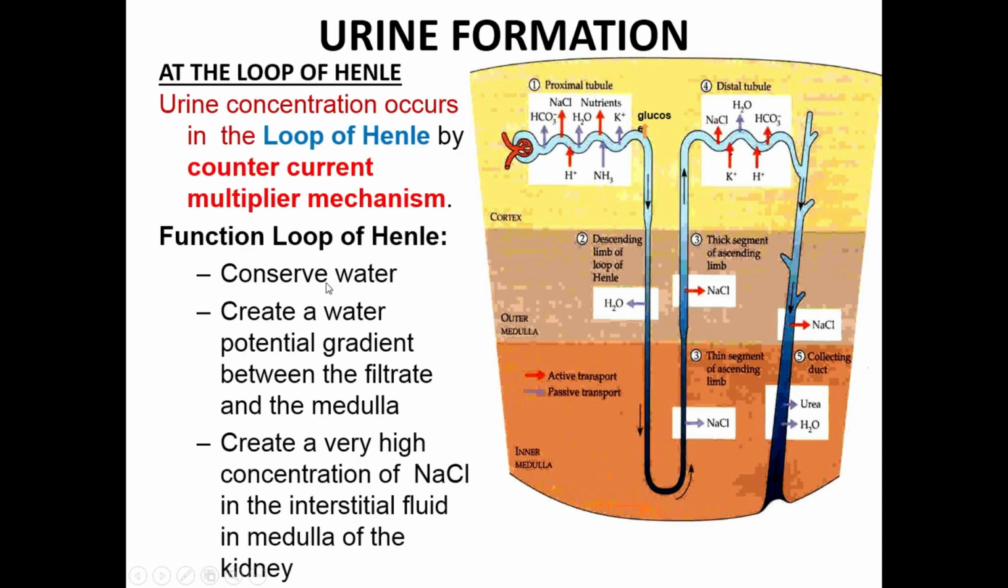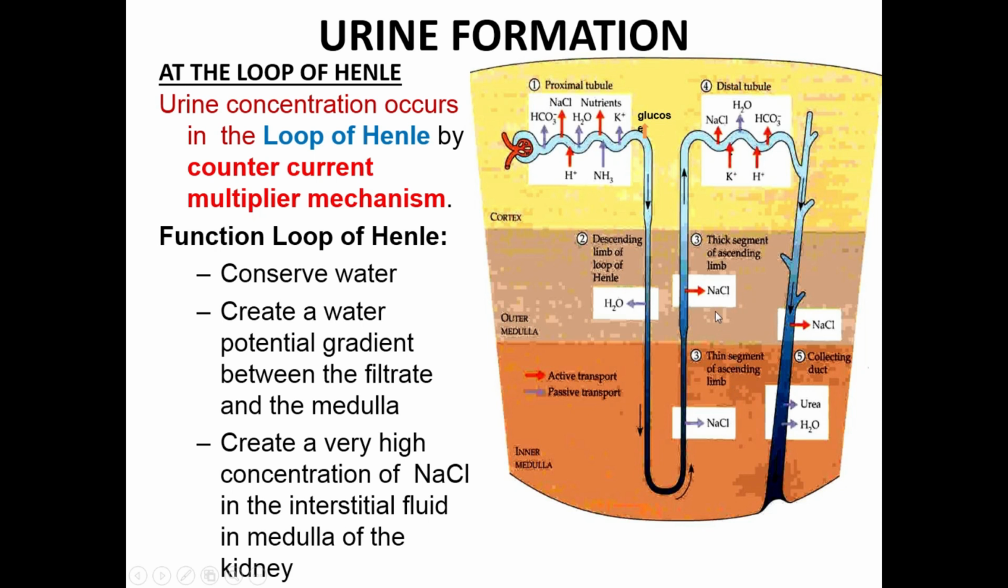Okay, function loop of Henle. The first one and the second one conserve water and create water potential gradient between the filtrate and the medulla due to reabsorption of water at descending limb loop of Henle. So, reabsorption of water at descending limb loop of Henle cause a conserve water and then create water potential gradient between filtrate and the medulla. And then the third one is create high concentration of sodium chloride in the interstitial fluid in the medulla of the kidney here because of reabsorption of sodium chloride occur at ascending limb of Henle. So what happens? Sodium chloride is higher at this region, at this interstitial fluid of medulla.